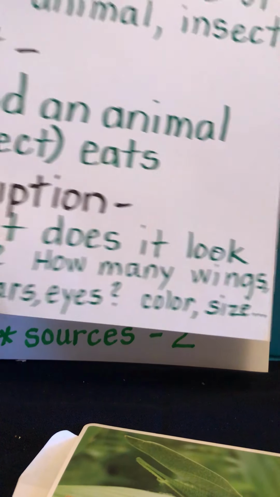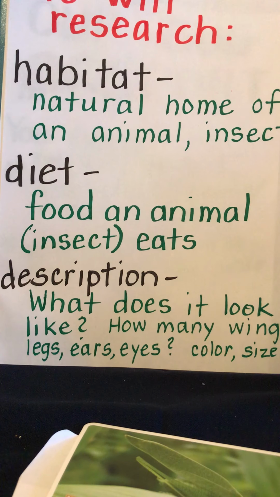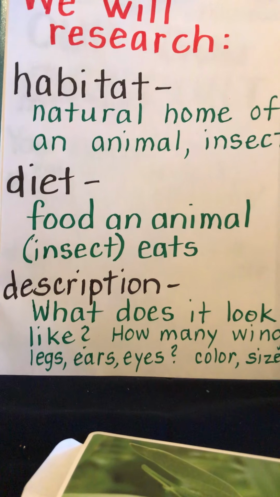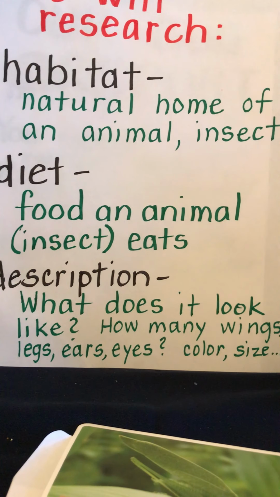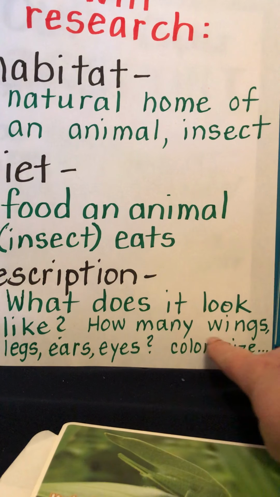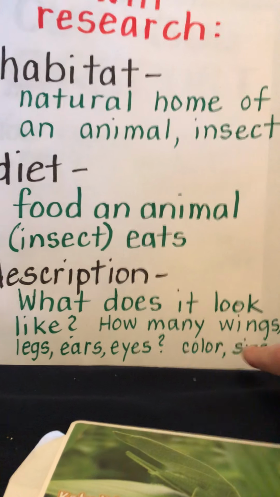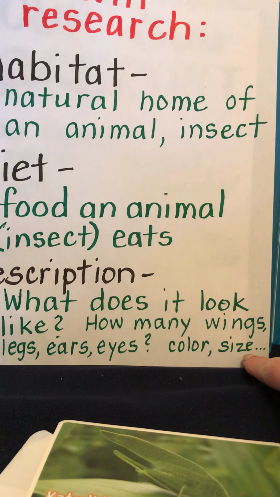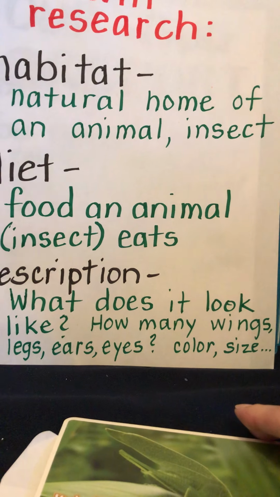All right, the last thing that we're going to research about our insect is description, body description. So we want to tell what it looks like. Some of the things you might include would be how many wings it has, how many legs, ears, eyes, the color of your insect, the size of your insect. So all those things that would help someone know what it looks like.